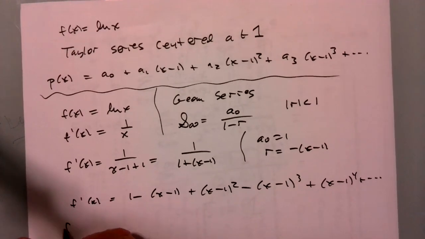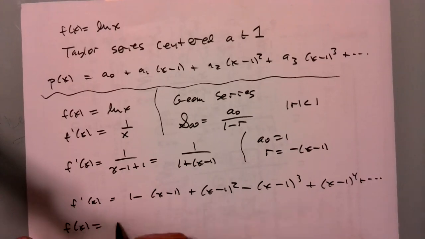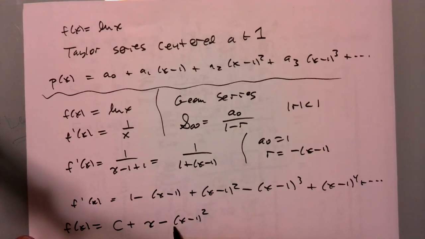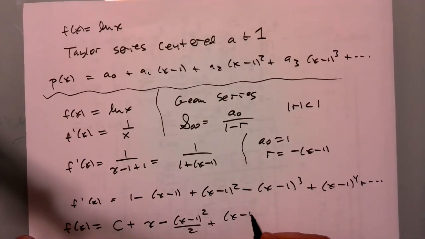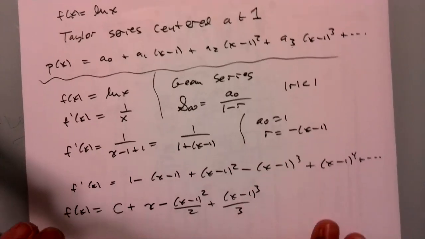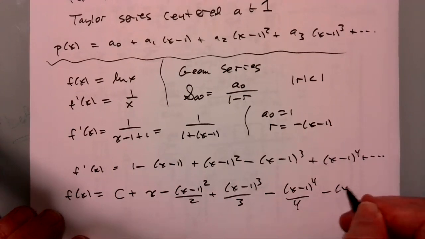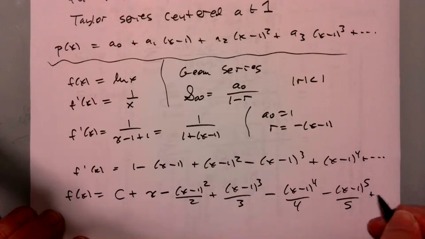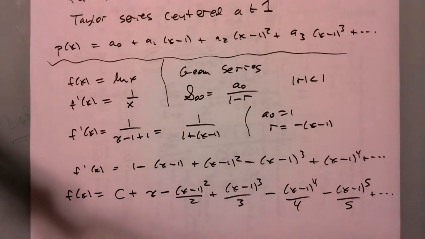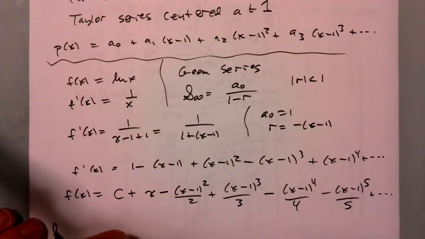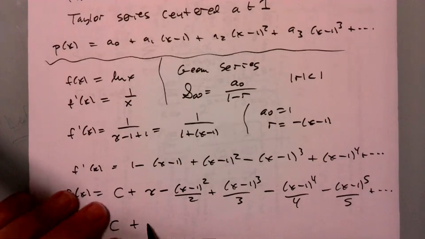So to get f of x, I have to integrate, add c. Plus c, the integral of 1 is x, minus the integral of x minus 1, (x minus 1) squared over 2, plus (x minus 1) cubed over 3, minus (x minus 1) to the fourth over 4, minus (x minus 1) to the fifth over 5, plus dot, dot, dot. Now remember, what was f of x? f of x was the natural log of x. So what I have now is the natural log of x equals c plus all of this stuff.